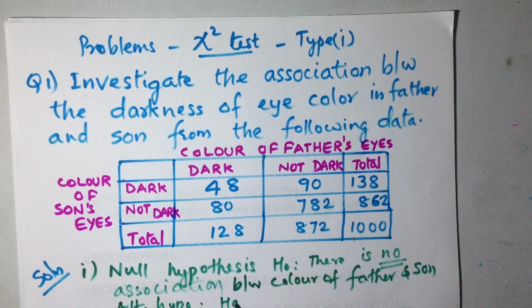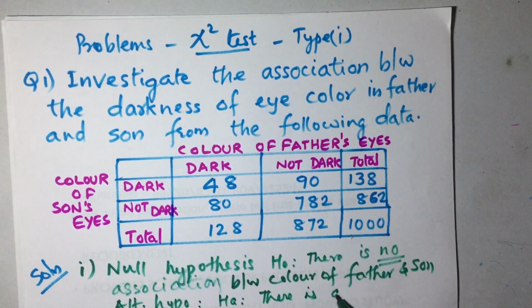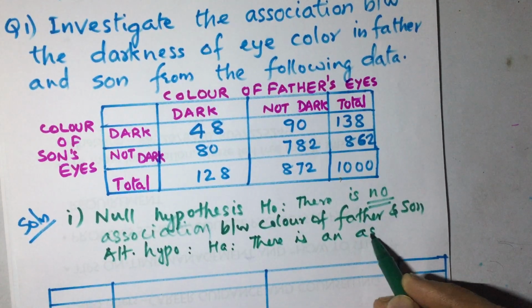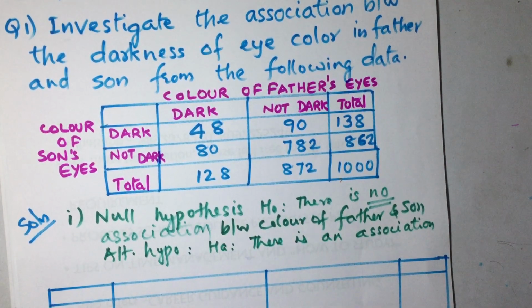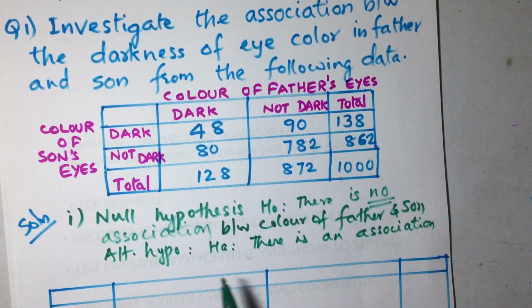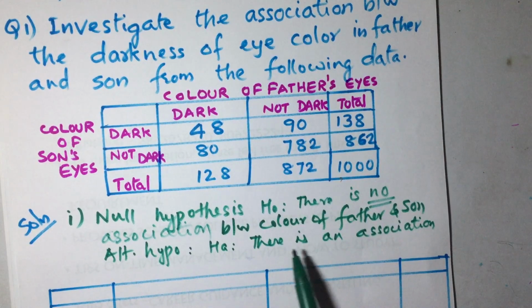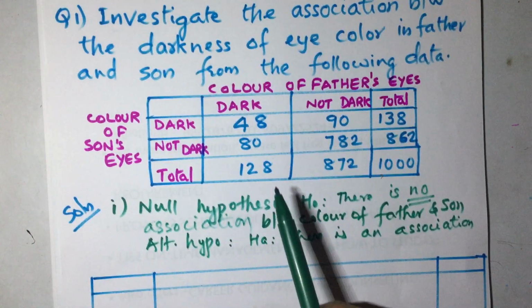So alternate hypothesis, that is HA, will be there is an association. Okay, so in type 1 we take this, that is there is independence of attributes. So here we will take there is no association, and type 2 is different, regarding goodness of fit. So here alternate hypothesis is there is an association. Now the observed frequency is given.